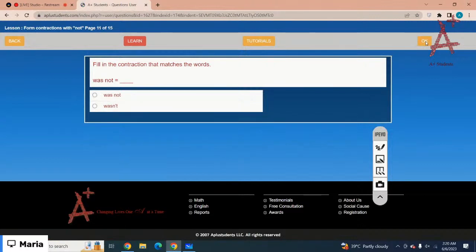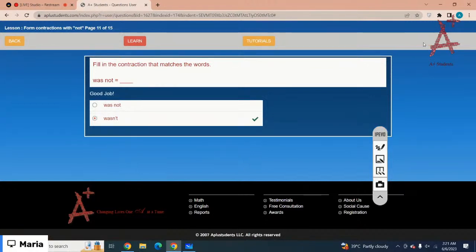Okay, the next one is was not. How do you write was not? You have to skip O, so it would be wasn't. Got it? The second option, you always have to select the one with the apostrophe. So the second one is the correct option.